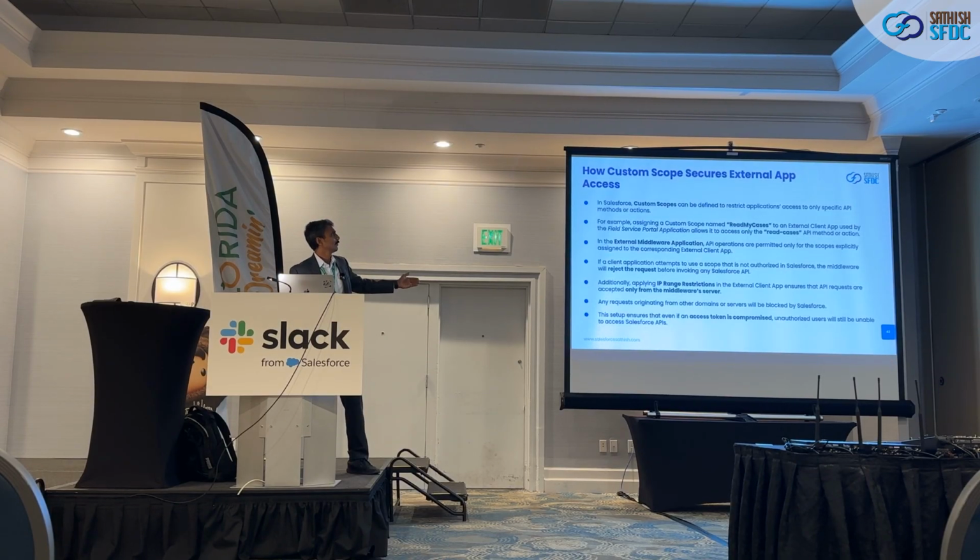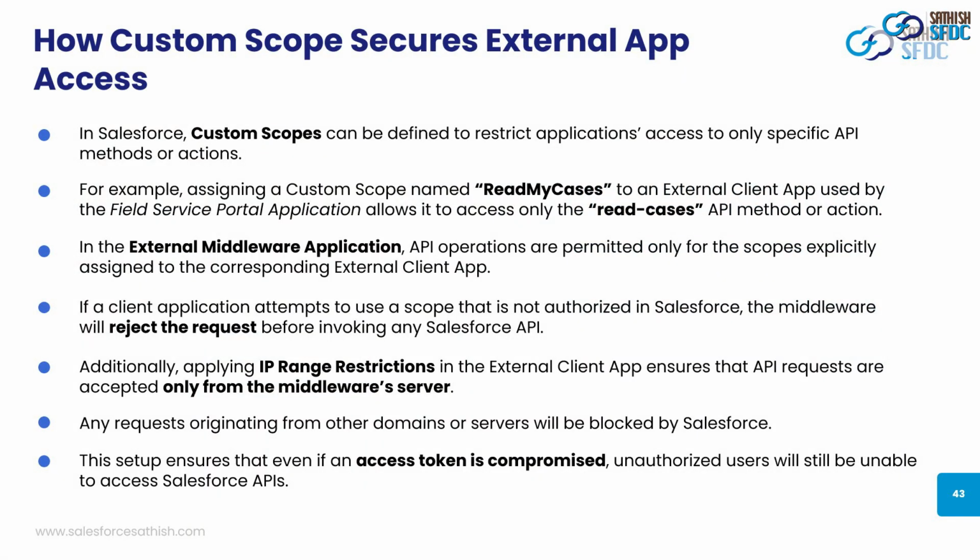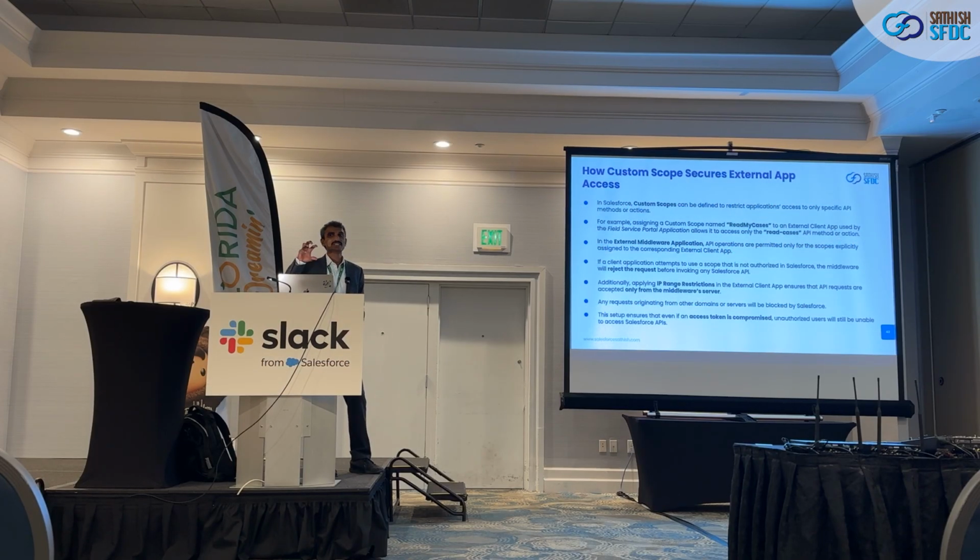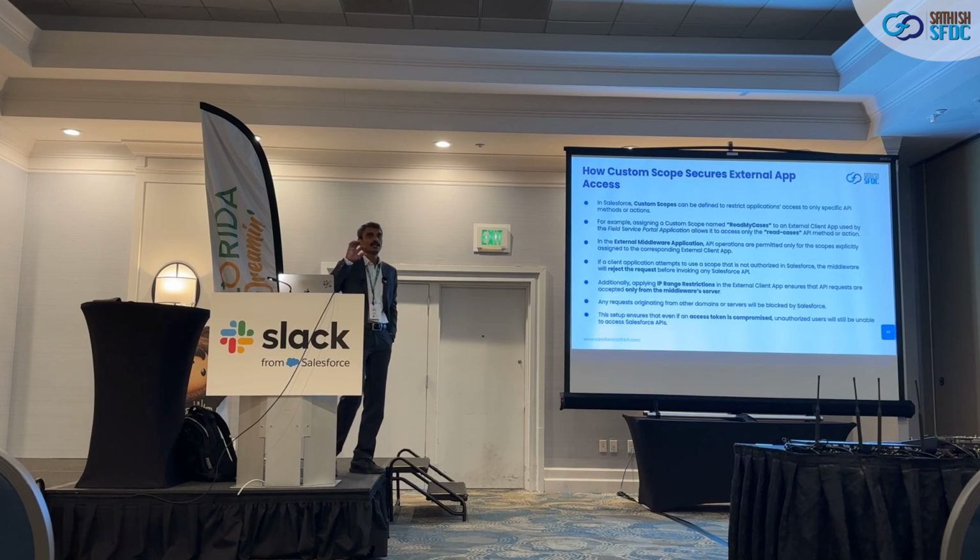So this is the summary of the external client app, because in Salesforce the custom scope can be defined to restrict the application access to only specific API methods and actions. You can define the different methods in your external API, and then each method can be defined for what kind of action they will be performing. So you'll have a method to read the case, and another method to update the case, right? So you can control each and every method via the custom scope.